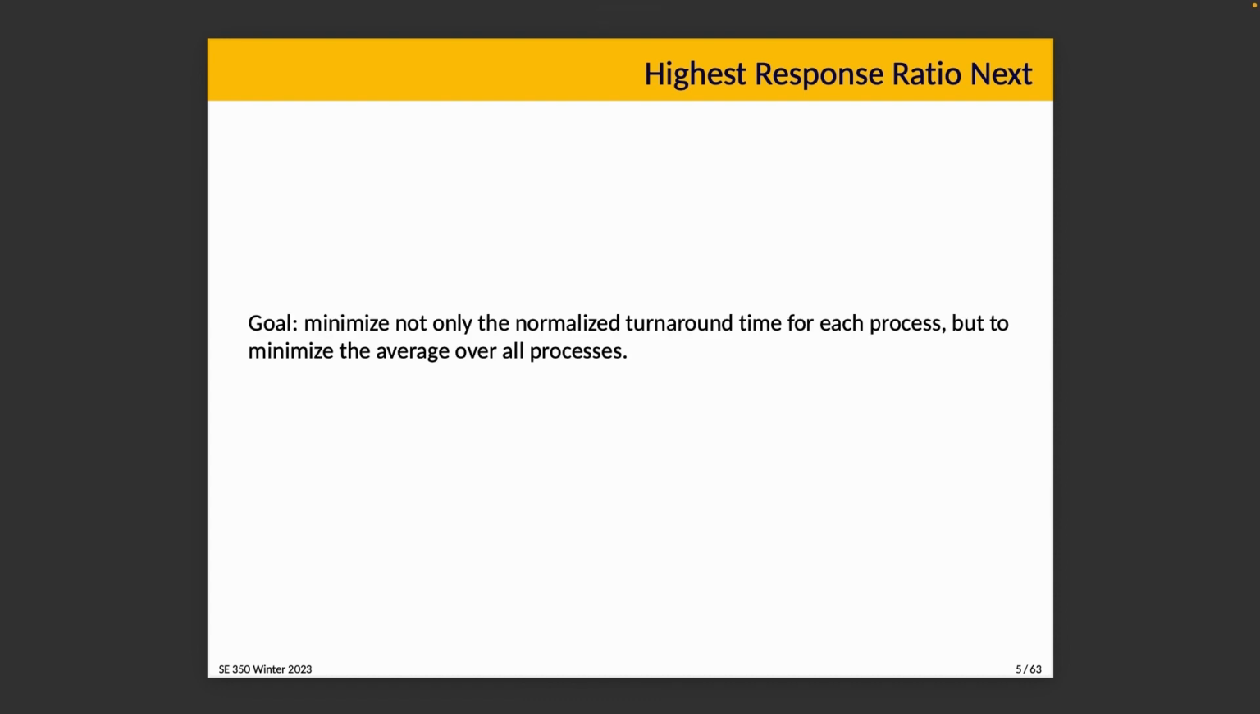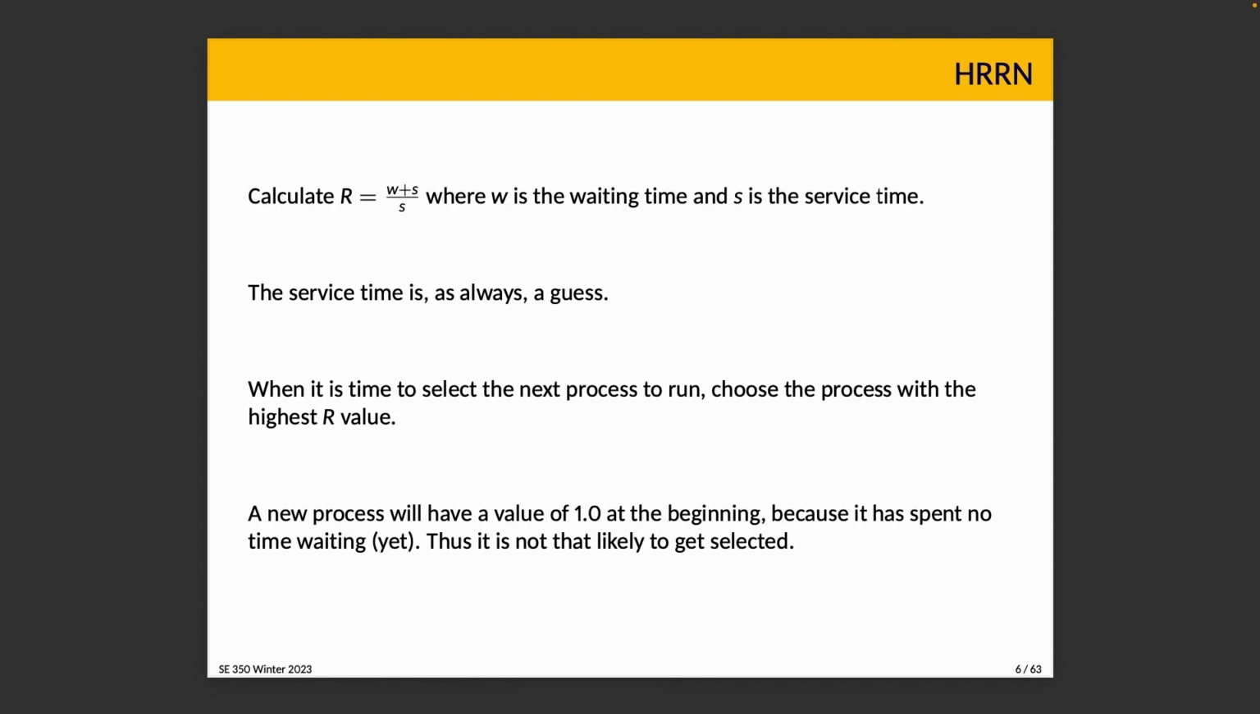And the goal is to minimize the normalized turnaround time not only for a given process, but actually to do it for all processes if we can do it. And to do this, we're going to calculate value R. R is this ratio. It is W plus S, so the waiting time plus the service time, divided by the service time to give a particular ratio. And the service time is, as always, a guess in this situation. Again, it could be a user-supplied value in some circumstances, but typically it's not. So we're just going to take a guess at it.